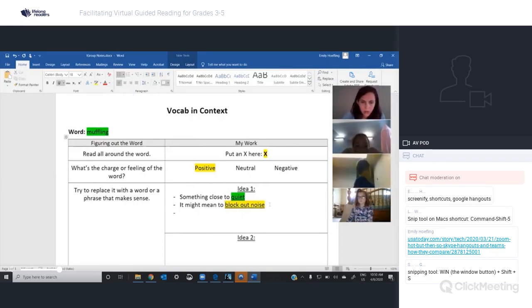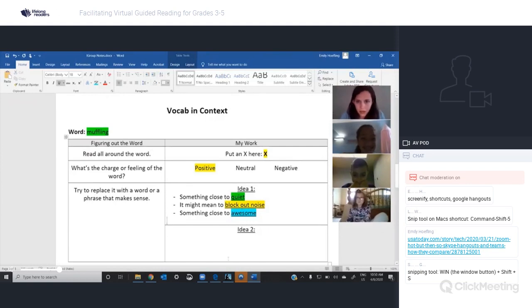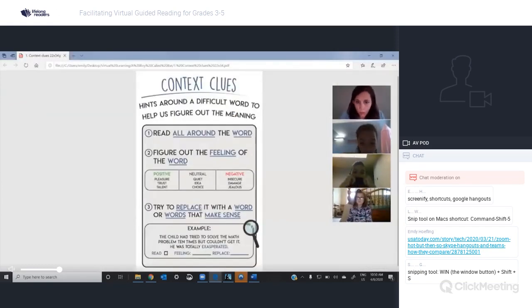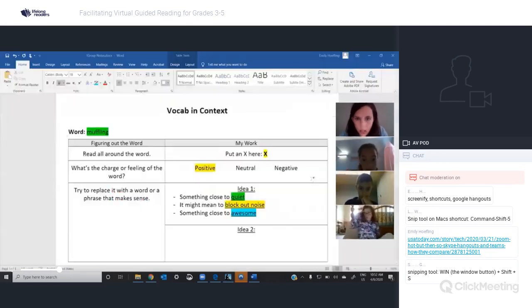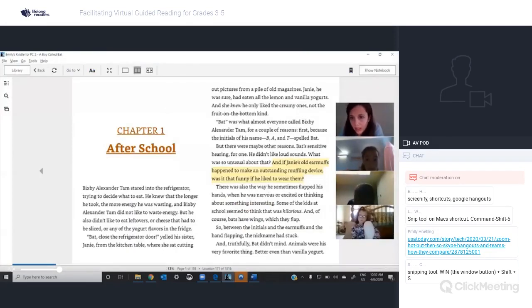And then now something close to awesome. Okay. So I'll do that in a different one. Do that in blue. Okay. Fantastic. So now what we do is we replace it. We go ahead and replace it with these things and we see what makes sense. So here we go. And if Jamie's old earmuffs happened to make an outstanding, and then I'm going to use this first one, quieting device, was it funny to wear them?